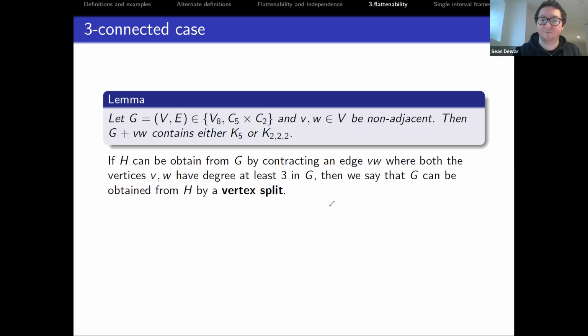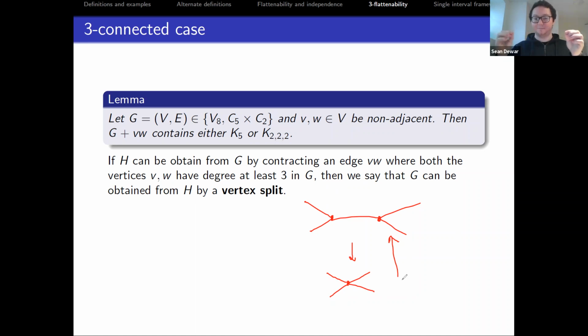So I'll draw that out. So we have one vertex here, one vertex here. We know they both have degree at least 3, so there has to be 2 extra edges here and 2 extra edges here. When we contract it, we're going to get something like this. Okay, maybe we have some extra edges over here, some extra edges over here. The operation that goes back, so that takes us from H to G, we call a vertex split, because we took a vertex and we split it.